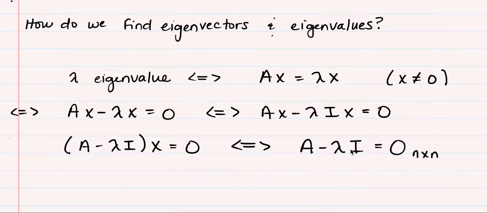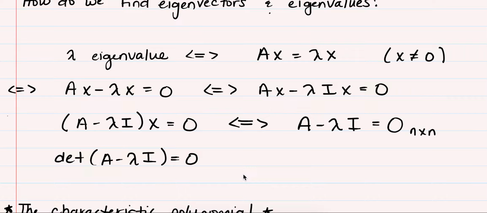So since A minus lambda I is equal to 0, and they're both square matrices, we can take the determinants. Because the matrices are equal, their determinants are equal. So the determinant of A minus lambda I is equal to the determinant of 0, while the determinant of a 0 matrix is 0. So we have an eigenvalue, lambda, if the determinant of A minus lambda I is equal to 0.